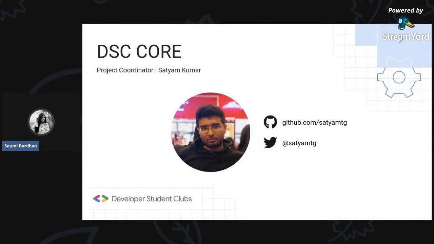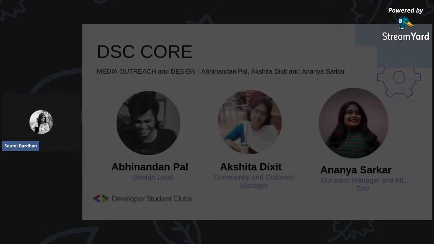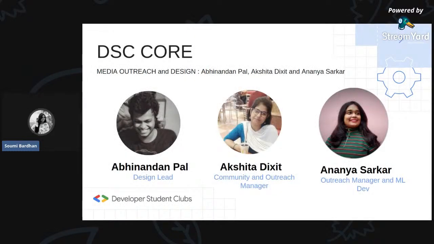We have Satyam Kumar as the project coordinator, and if you have a new idea for a project for the DSC Solution Challenge or for the GitHub org, then you can reach out to him. And for media and outreach, we have Abhinandan Pal as the design lead, Akshita as community manager and outreach, and Ananya again as outreach manager and ML lead.